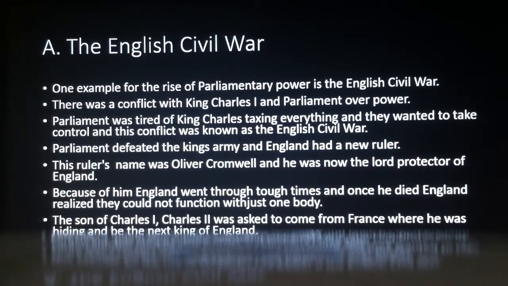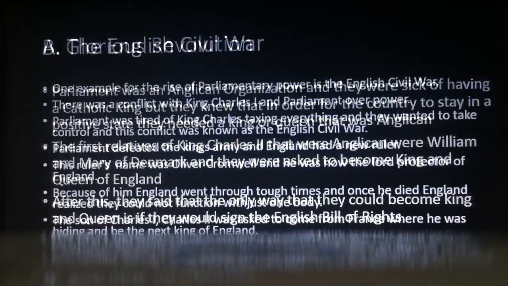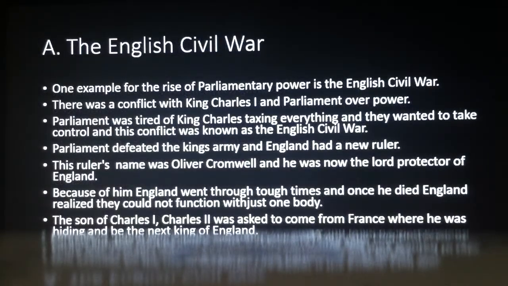This ruler's name was Oliver Cromwell, and he was now the Lord Protector of England. Because of him, England went through tough times, and once he died, England realized that they could not function with just one body. The son of Charles I, Charles II, was asked to come from France where he was hiding and be the next king of England. They made agreements to give Parliament more power so a conflict like this would not happen again.